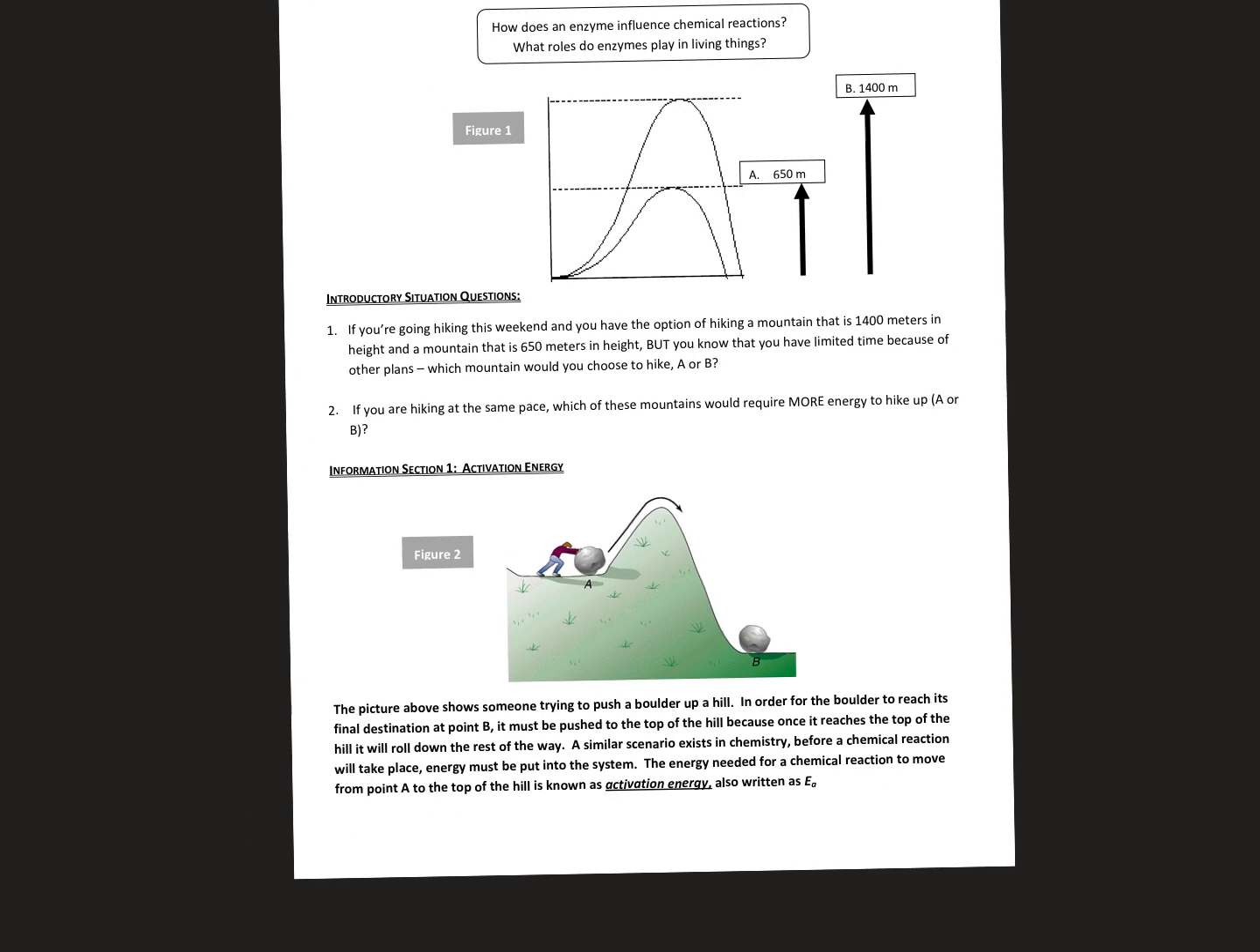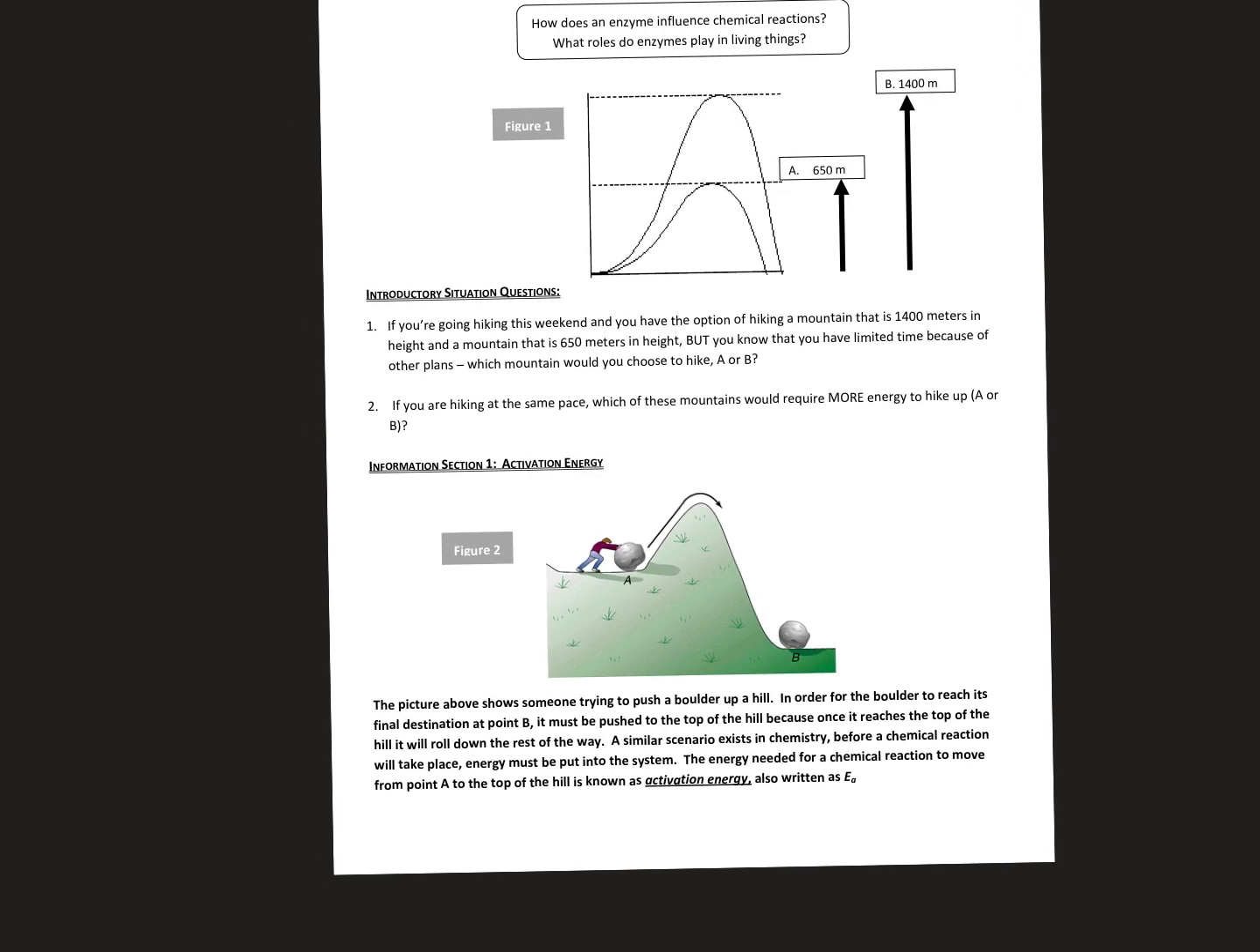It says if you're going hiking the weekend, the option of hiking a mountain of 1,400 or 650, but you know that you have limited time because of other plans. Which mountain would you choose to hike? A, this or B? And the idea here is the smaller hill will be easier for you to get up and over, and therefore faster. You can go at a faster pace. So your choice there would hopefully be A.